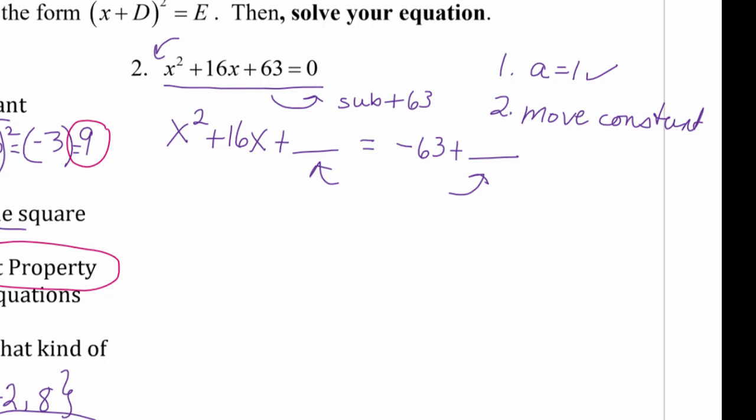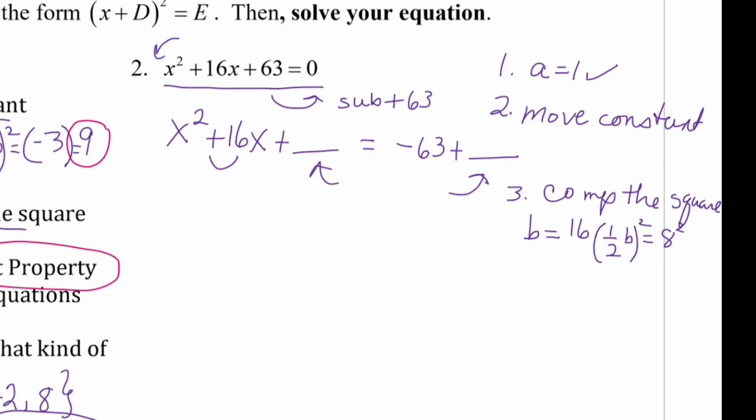Okay, so now we're going to do step 3, which is the complete the square step. So b is 16, right? Half of b is 8. Squared is 64. Add it to both sides of the equation. Let's use a different color. 64 here and 64 there. Whatever we do to one side, we do to the other side.